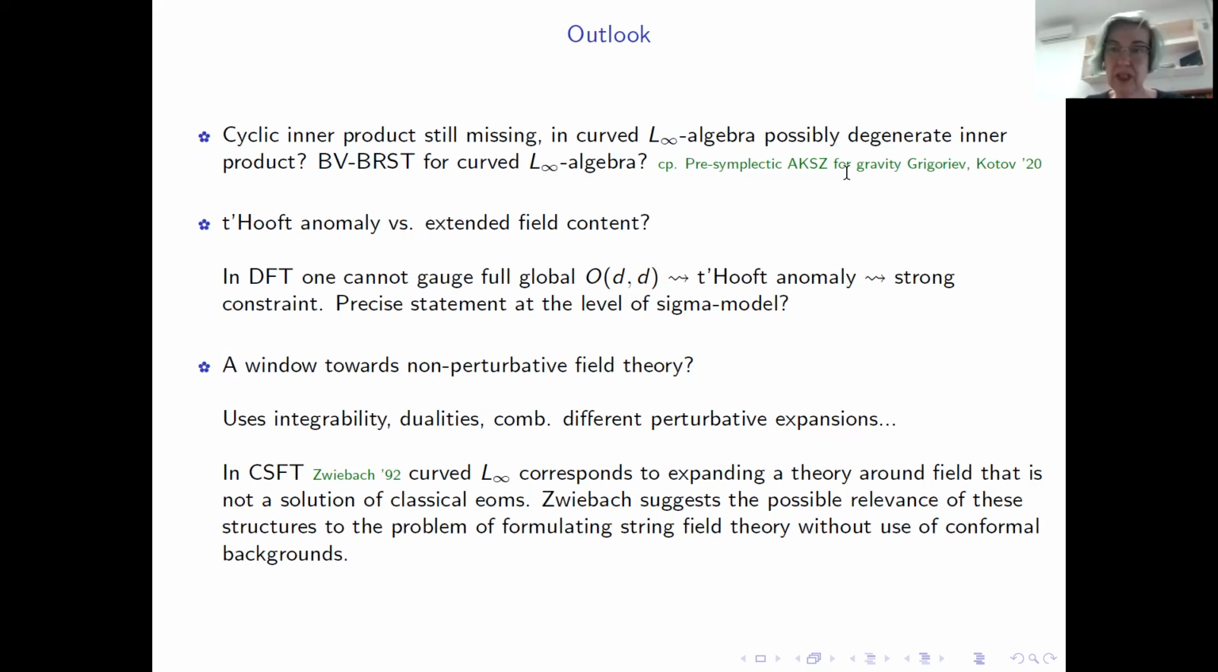However, you cannot gauge the whole of this group. If you gauge the whole of it, you will get a Hopf anomaly. This is just by definition a Hopf anomaly. I have a global symmetry, I want to gauge all of it, and then there is a part which breaks the gauging. And then you see you can only gauge part of it, and this is all. So in a way, you have to impose too strong a constraint so as to kill the Hopf anomaly. I want to see this precise statement at the level of the sigma model.